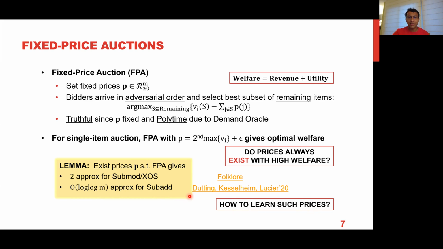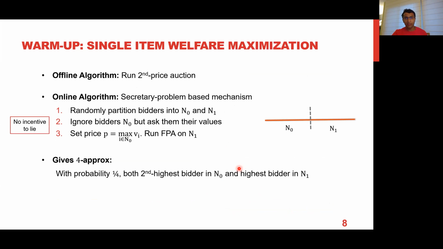These prior works were assuming that the valuation functions were known to you upfront, or that you had a nice distribution of them given to you. But if you don't have any such access, how do you find these prices? How do you learn such prices? So the way we go about it, and some of the prior works have also gone about it, is to start off with some simple warm-up exercises.